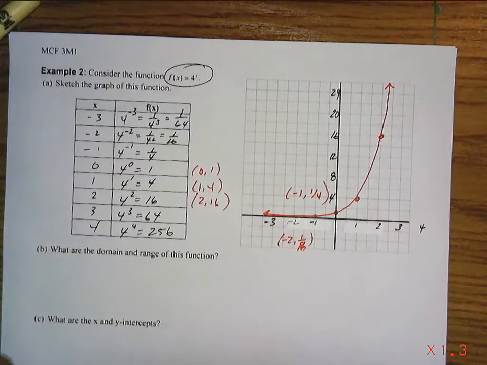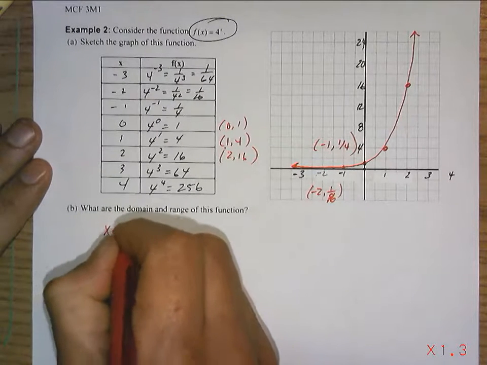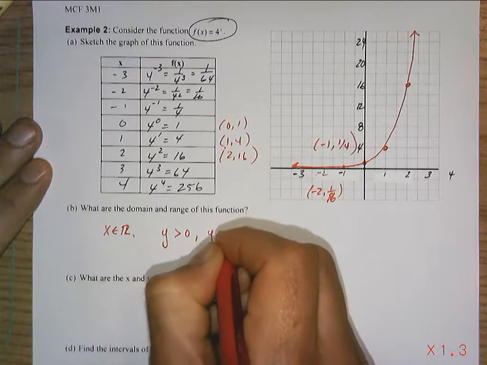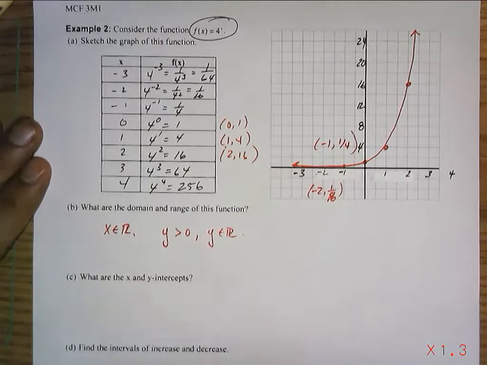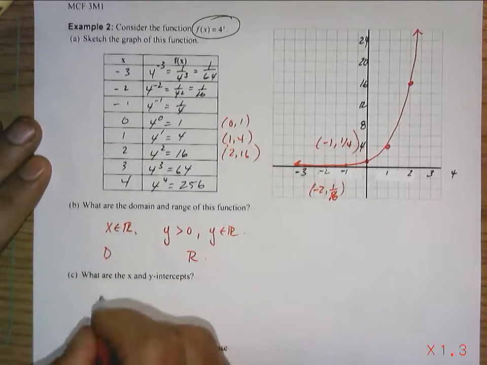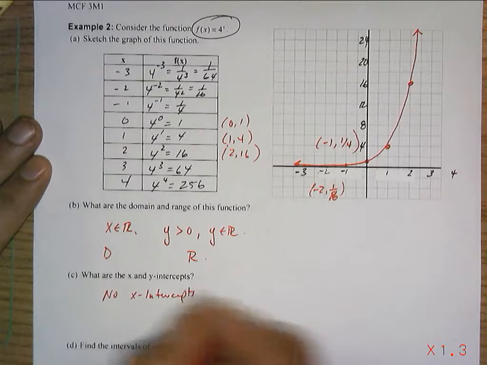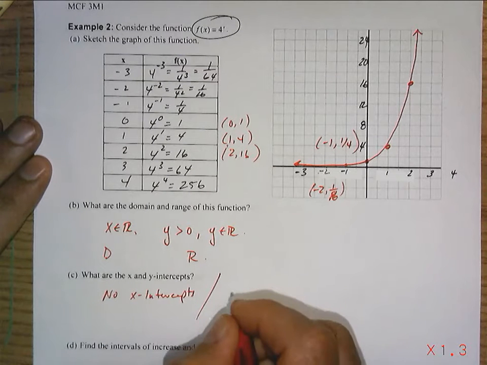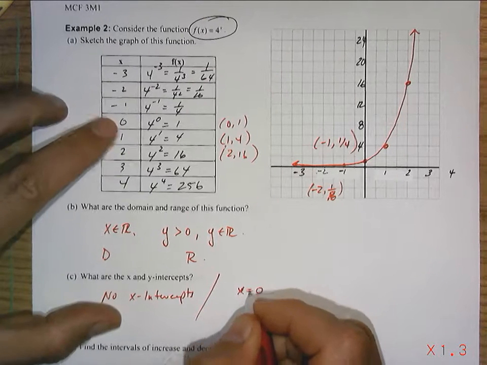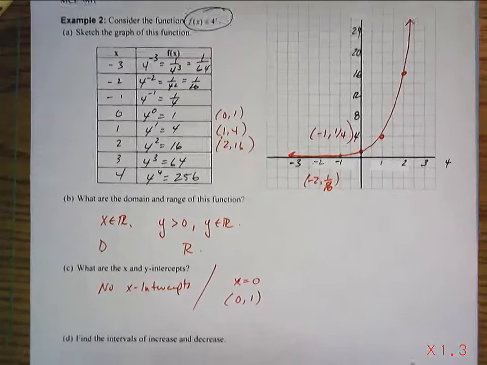Okay? So what's the domain and range of this function? Well, the domain, we could have had any values of x at all. And the range, once again, is greater than 0. And it's an element of the real numbers. So this is your domain. This is your range. What are the x and y intercepts? Well, there are no x-intercepts. It doesn't cross the x-axis. The y-intercept? Well, that's going to be wherever x equals 0, and x equals 0 at 1. So 0, 1.